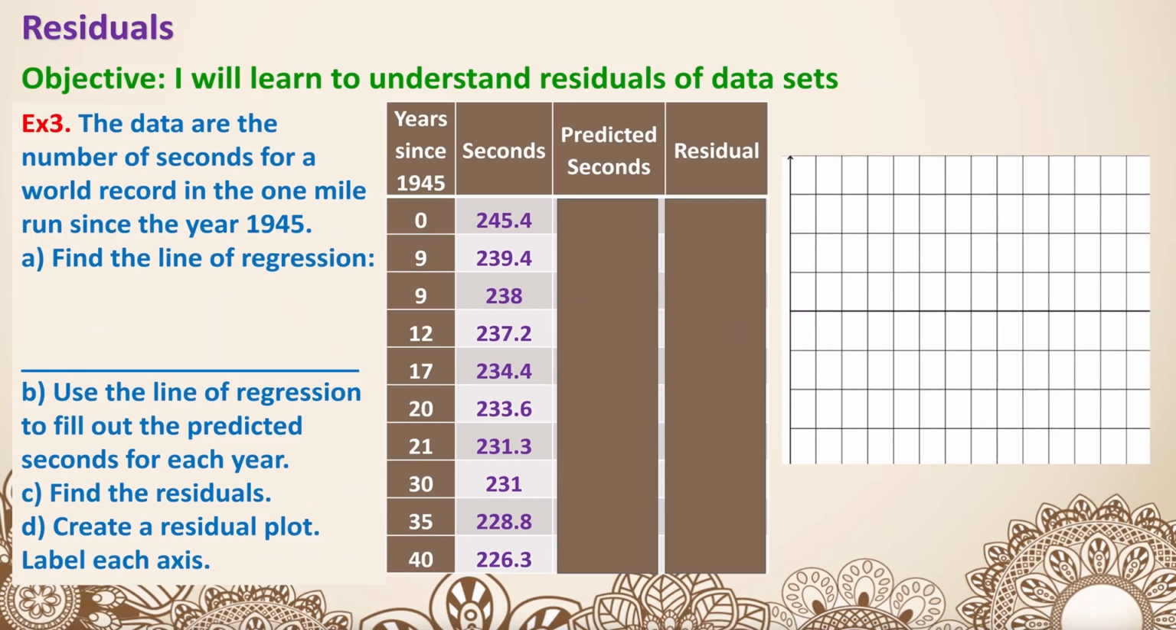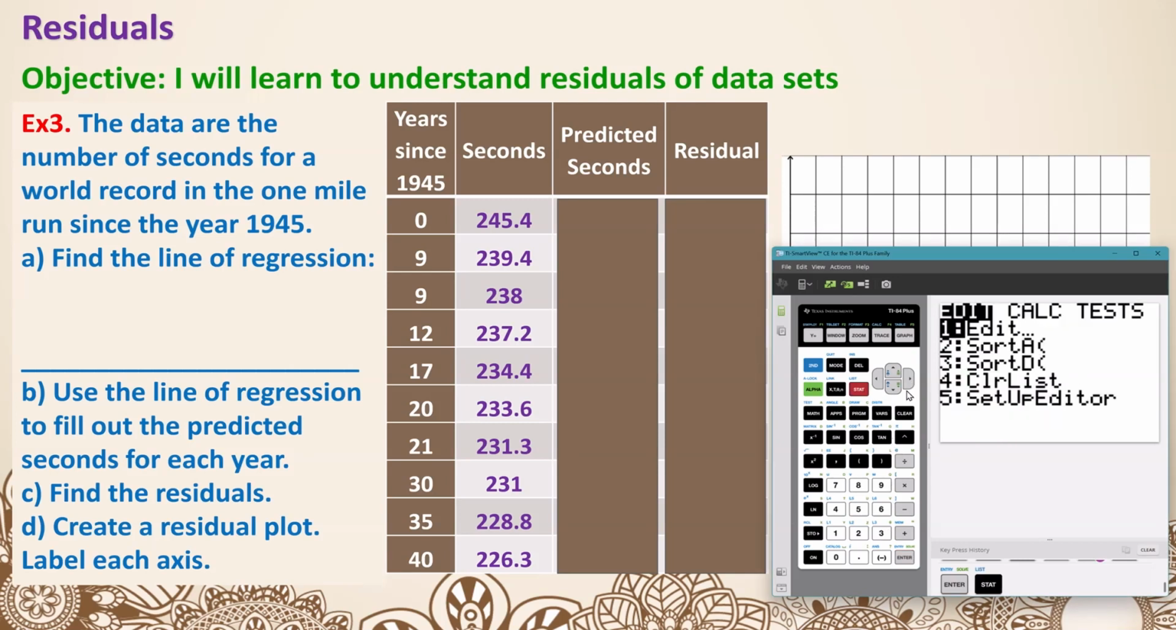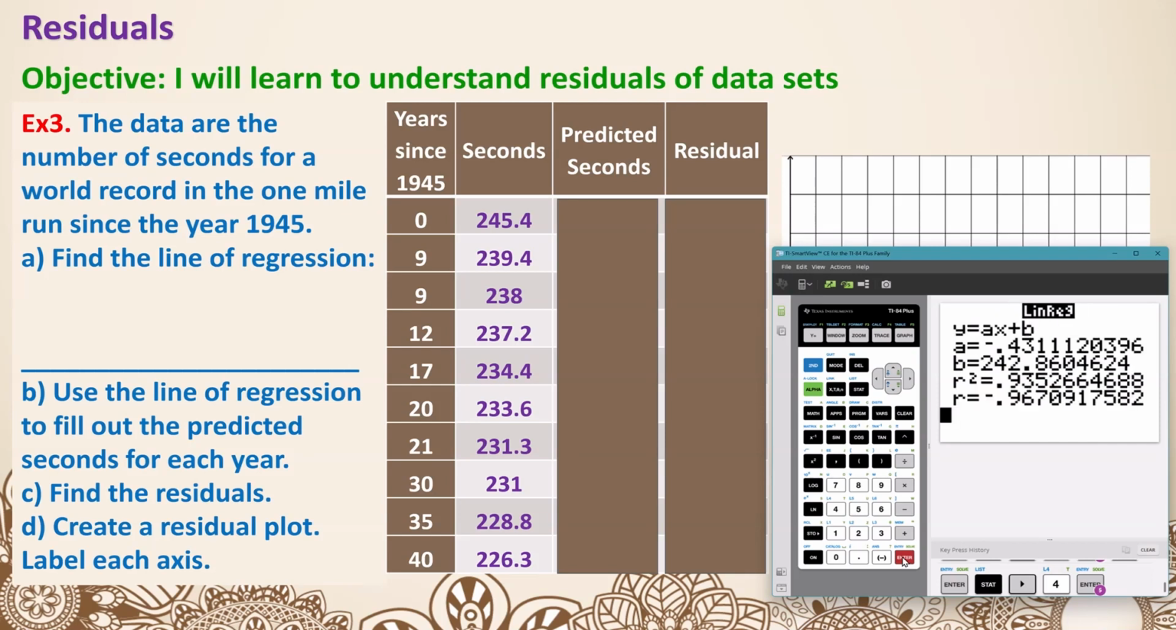Example 3. Please pause here and try to go through the whole process with example 3. Okay, hopefully you have finished typing the numbers in your calculator. Please go through the process to find a line of regression. Okay, here you go. Stat. Then go to calc, number 4. Enter, enter, enter. There you go. These are the A and B values. Let's get that line of regression. Here we go. Now please pause here and try to find the predicted value and the residuals.